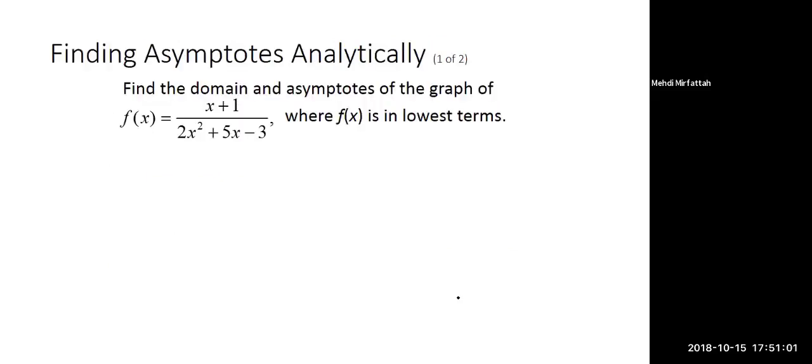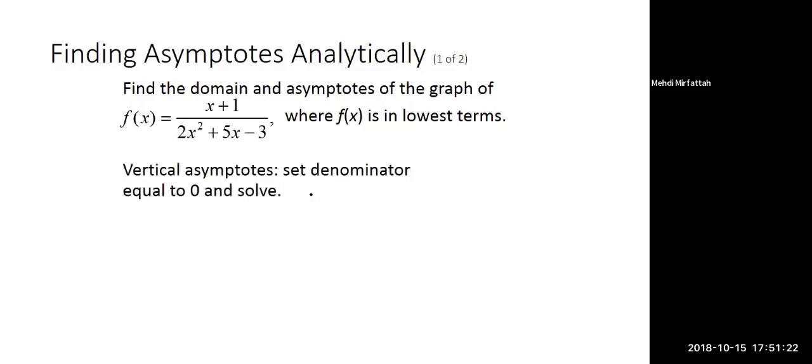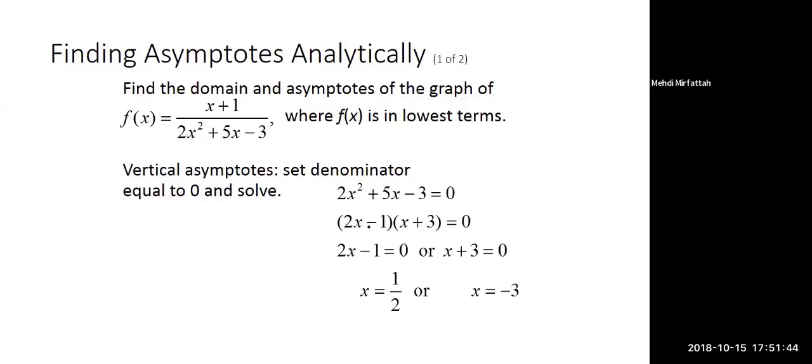Let's take a look at finding the domain and asymptotes of the graph f of x equal to x plus 1 over 2x squared plus 5x minus 3. First thing you want to look at is the vertical asymptote. To find the vertical asymptote, you want to set the denominator equal to 0 and simply solve for x. You have 2x squared plus 5x minus 3. We know how to factor this. That becomes 2x minus 1 times x plus 3. And you solve for this, you get x equal to 1/2, x equal to minus 3.